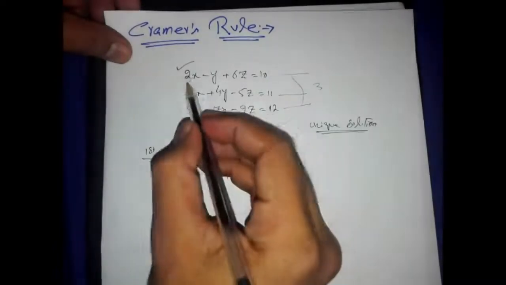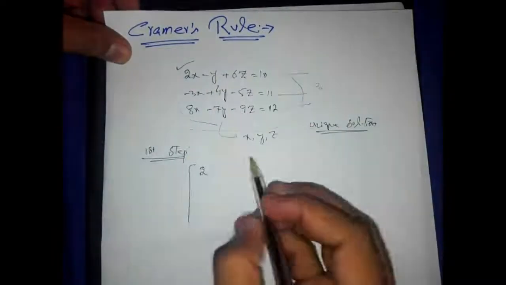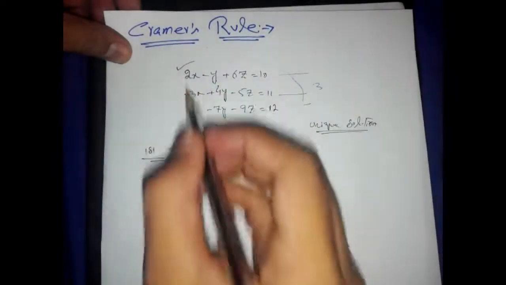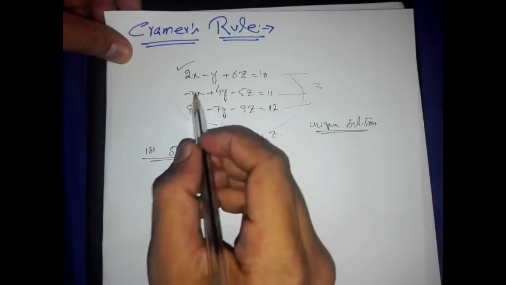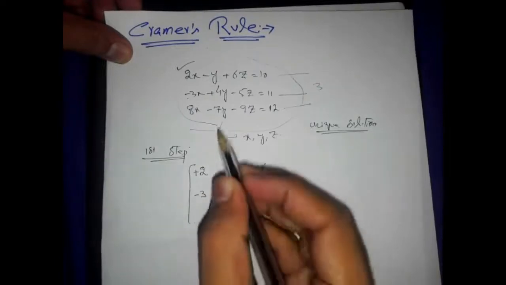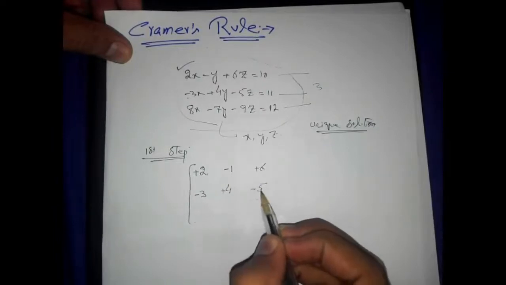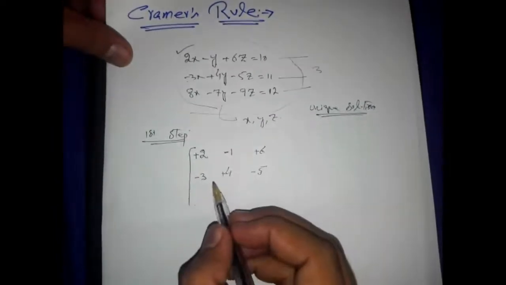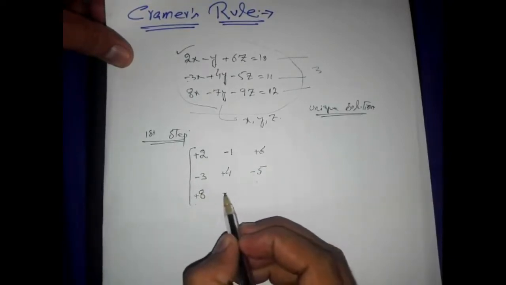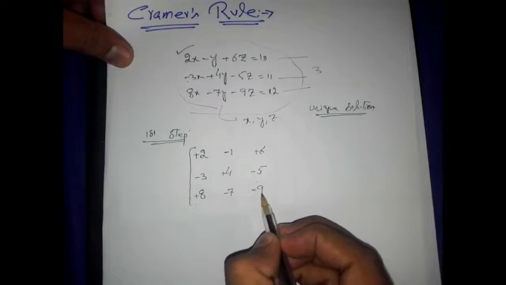We convert it like taking 2. So 2 here, with the y variable we have -1, so put -1. Here we have +6, so put +6. Here we have +2. Now come toward the second equation, and in the second equation the x coefficient is -3, the y coefficient is +4, while the z coefficient is -5. After that come toward the third equation, and in the third equation the x coefficient is +8, the y coefficient is -7, and the z coefficient is -9.